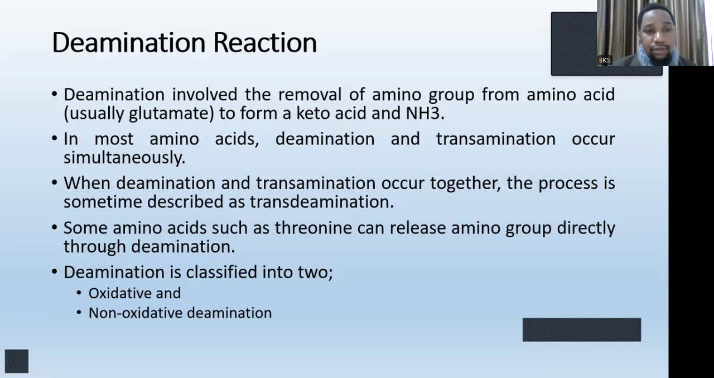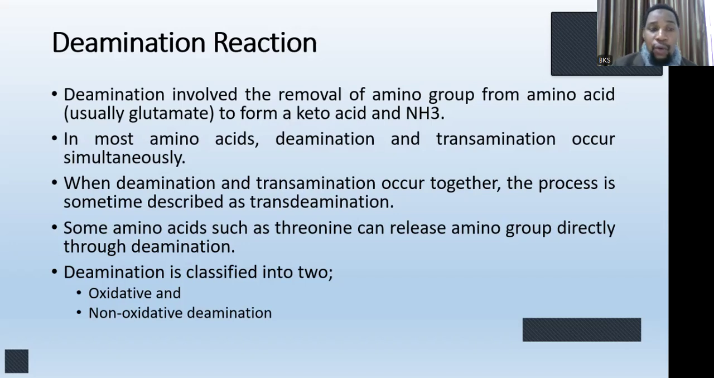So let's now see. In the deamination reaction, what happens is the removal of the amino group. It is not the transfer of the amino group, it's the cleavage of the amino group, then released in the form of ammonia, because it exists in that form in the system. So the deamination reaction involves the removal of the amino group from the amino acid, usually glutamate, to form a keto acid. Which keto acid now? The amino group of the glutamate is removed, forming alpha ketoglutarate.